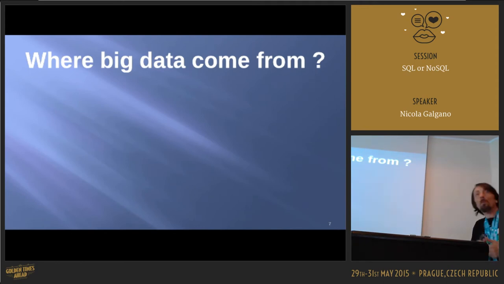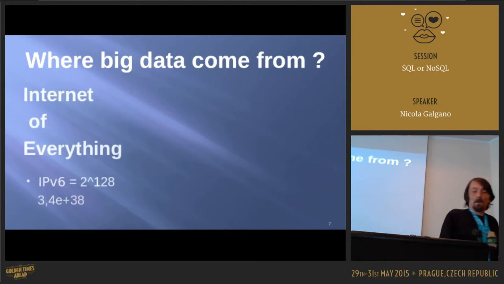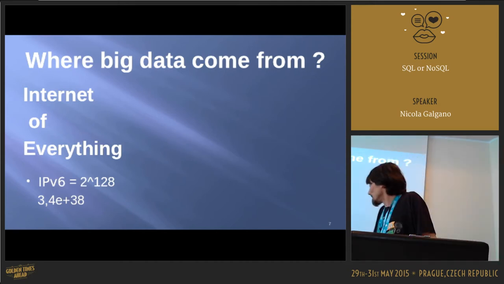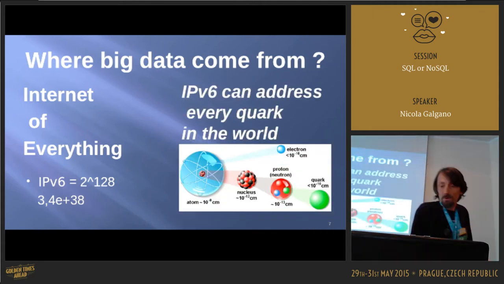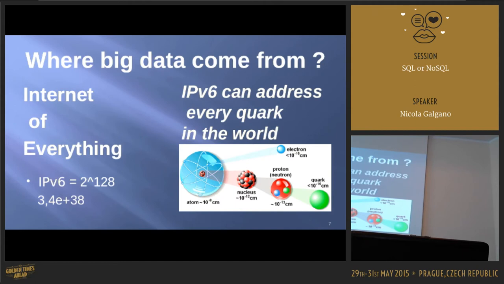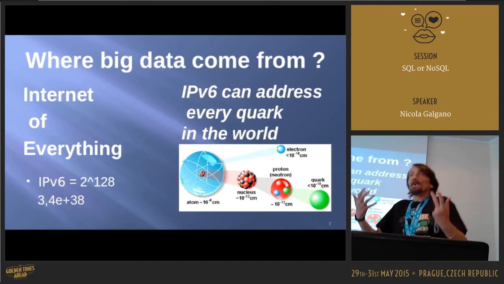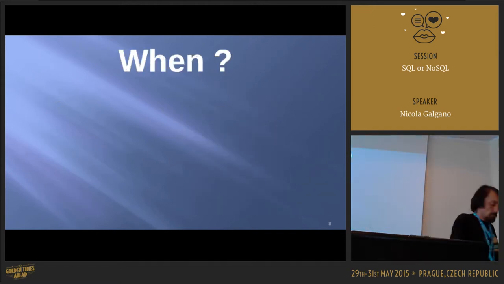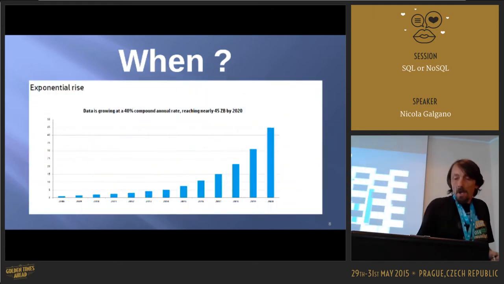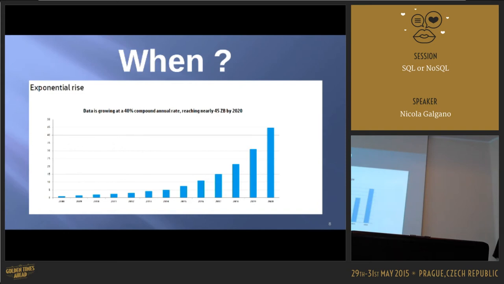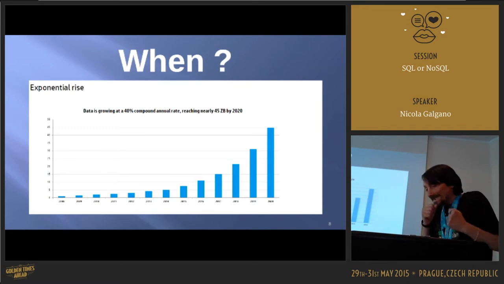Another question is where the data comes from. This is another popular term nowadays, the Internet of Everything. With the IPv6 protocol, we can address every part of the world. So this can give you an idea how much data can be produced. Just another question: when did this happen? If you look at this graph, we see that data grows at an exponential rate. So I think we are at the start of this big phenomenon, and we need to be ready to manage this.